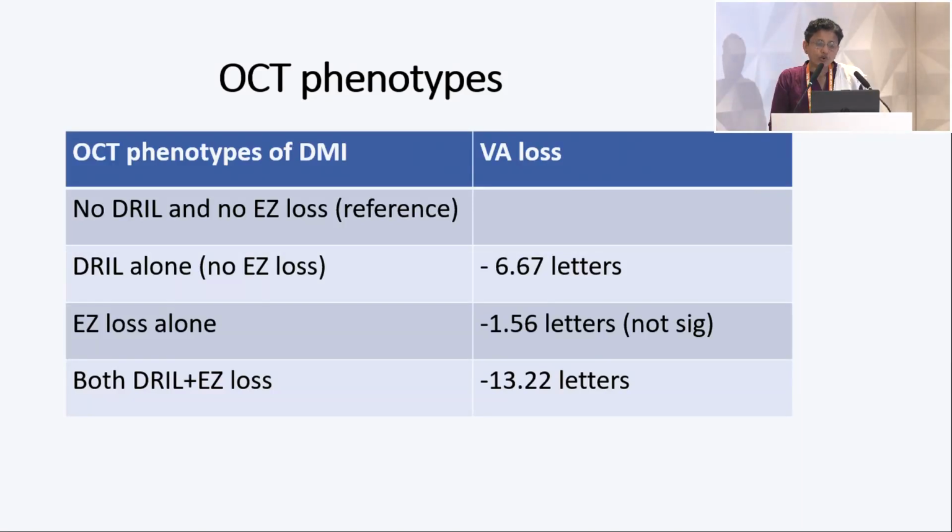So if you have no DRIL and no EZ loss as the reference, that means they're the good eyes with enlarged foveal avascular zone. If you have DRIL alone with no EZ loss, the patient is going to lose at least one line of vision compared to those with enlarged FAZ. If EZ loss alone is considered, they only lose very little vision. But if DRIL and EZ loss are both there, then they lose 2 lines of vision. So really, the structural changes drive visual acuity.